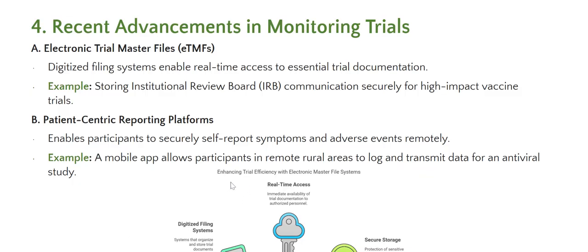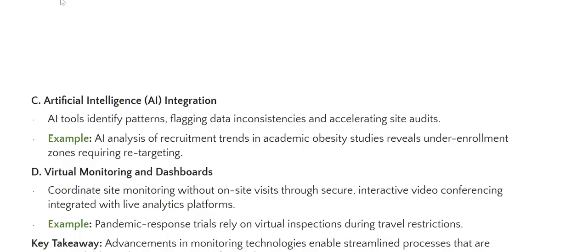Here we have a summarized diagram on enhancing trial efficiency with electronic master file systems. For the electronic trial master files, we have secure storage, real-time access, digitized filing systems. Continuing with the recent advancements, artificial intelligence (AI) integration. AI tools identify patterns, flag data inconsistencies, and accelerate site audits. Example, AI analysis of recruitment trends in academic obesity studies reveals under-enrollment zones requiring retargeting.